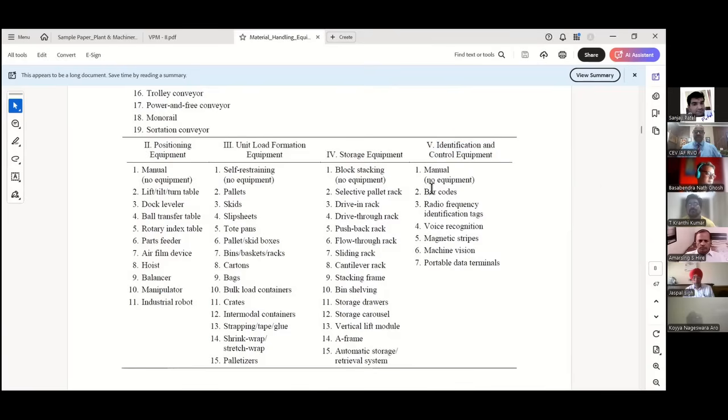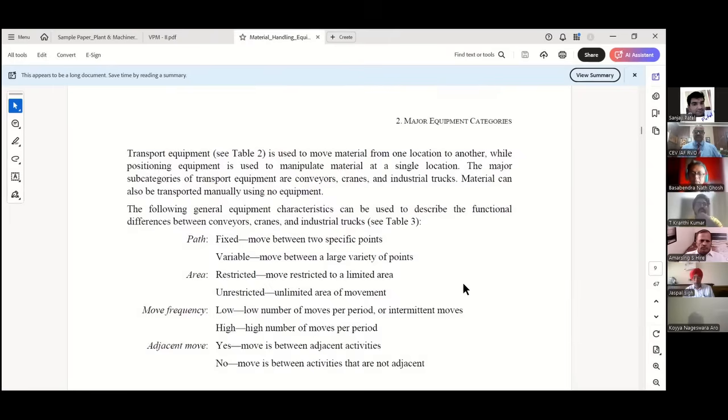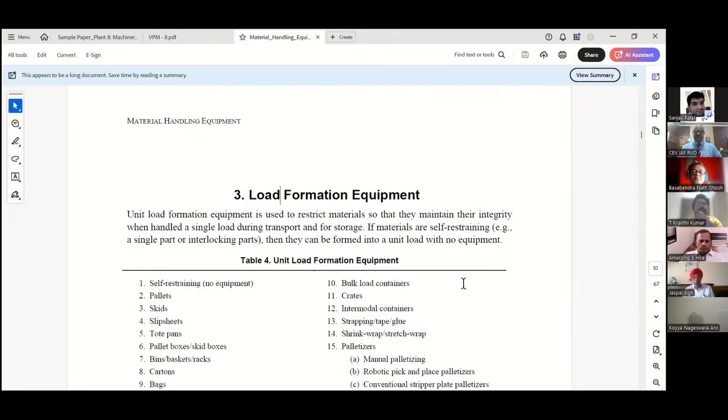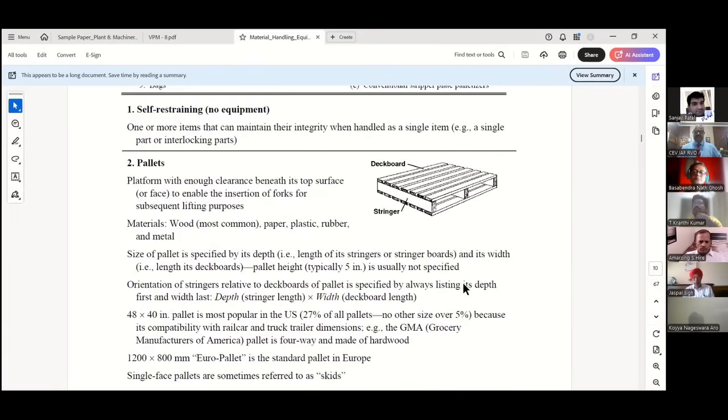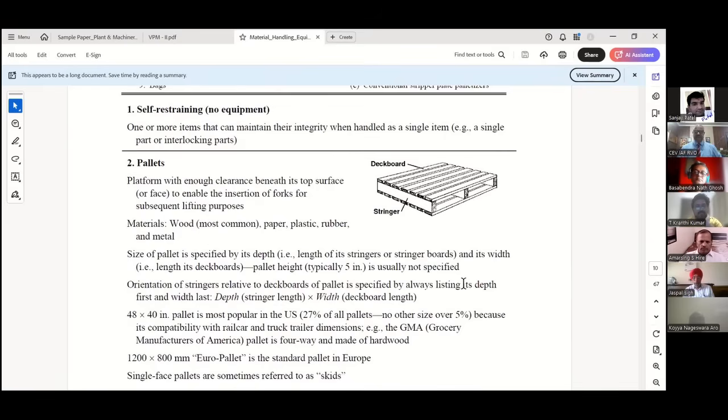So manual, barcode, using the radio frequency identification tag, using the voice recognition, using the magnetic strip, using the machine vision, using the portable data terminals. Okay. So according to the industry to industry and type of applications, different types of material handling equipment are used. Here, load formation. Load formations, those who are handling the load.